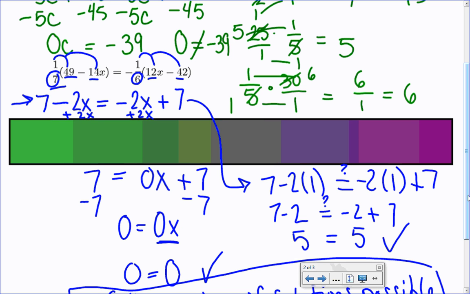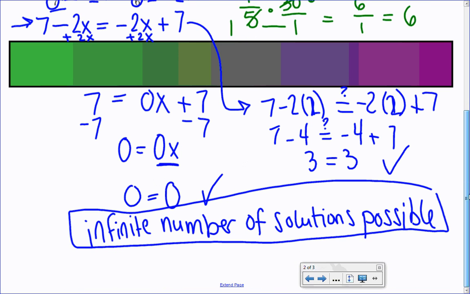For example, you could plug in 2 for x, and you get 7 minus 4 and negative 4 plus 7. And of course they're equal, so 3, yes, is equal to 3. So notice there's not a set number of solutions. The number of solutions will go on infinitely.